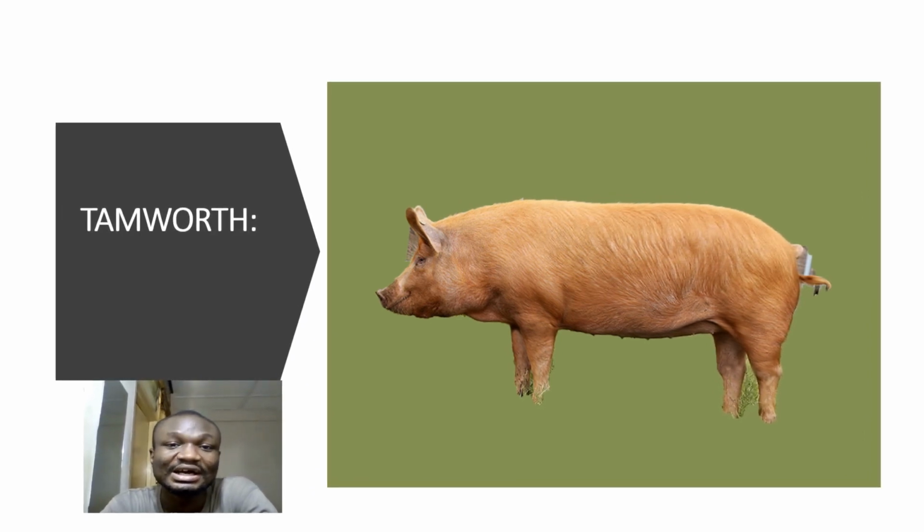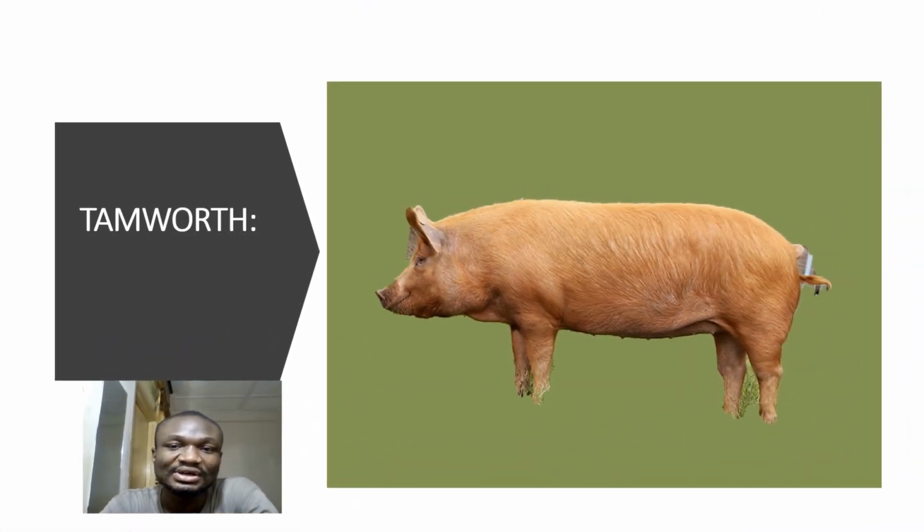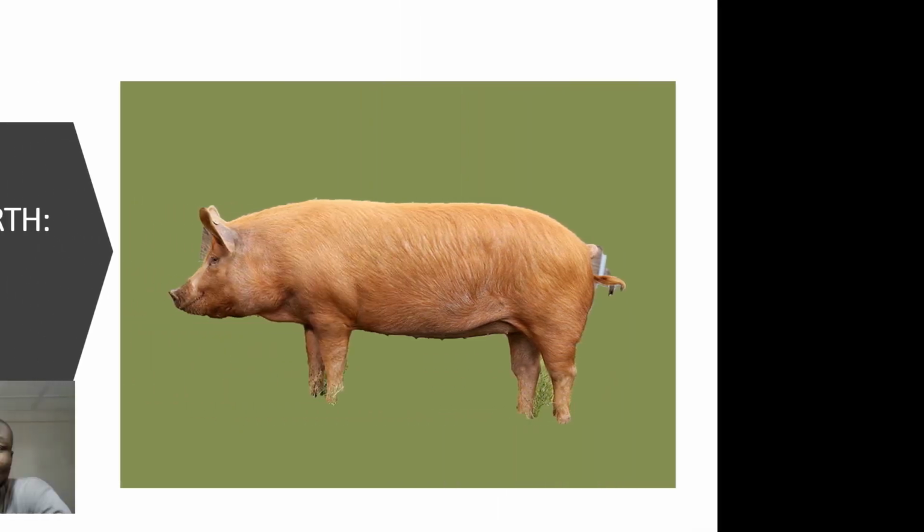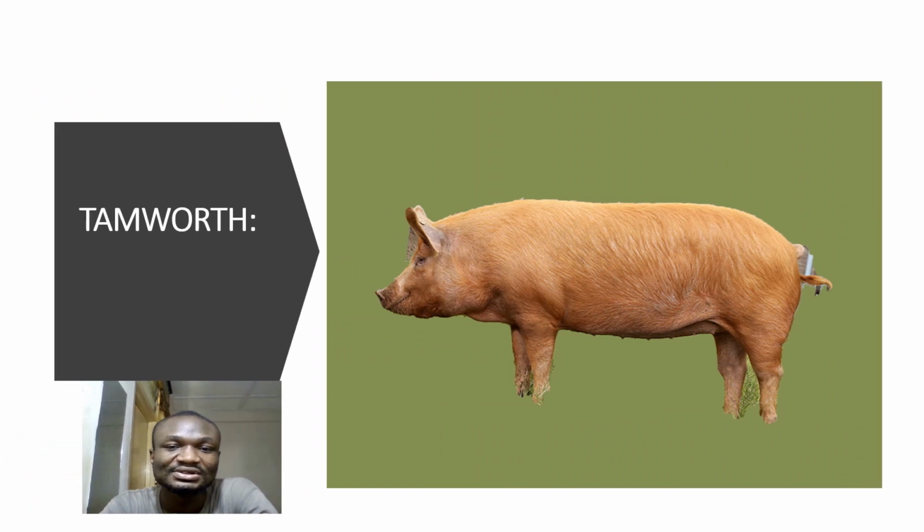So the next one, which we don't often talk about, is the Tamworth. They have ginger to red coats, and they are long. So look at them, you might confuse them for local breeds. They are not local. Okay, they are also exotic. They also have erect ears, and they have a good meat to fat ratio. That is more muscle, less fat you get from these animals. And then the pork from this breed is very flavorful. You cook it and your whole compound, people get to pick up the aroma everywhere.